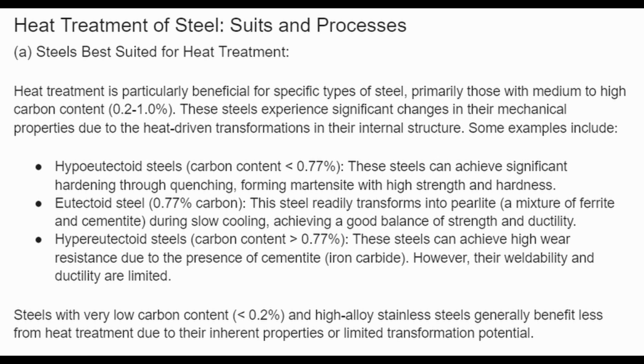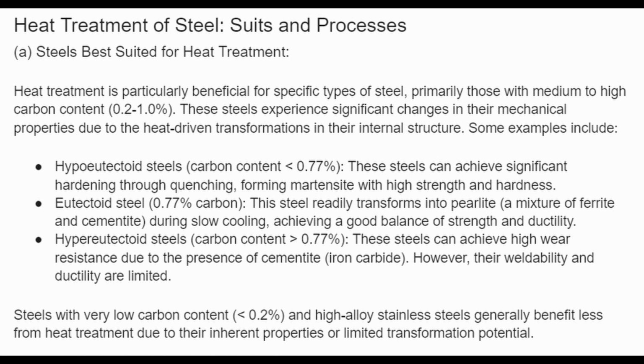2. Eutectoid steel, 0.77% carbon. This steel readily transforms into pearlite, a mixture of ferrite and cementite, during slow cooling, achieving a good balance of strength and ductility. 3. Hypereutectoid steel, with a carbon content of greater than 0.77%, can achieve high wear resistance due to the presence of cementite, which is iron carbide. However, their weldability and ductility are very limited.